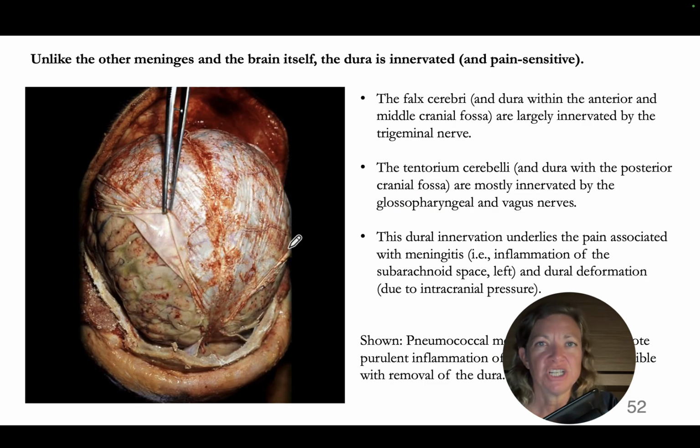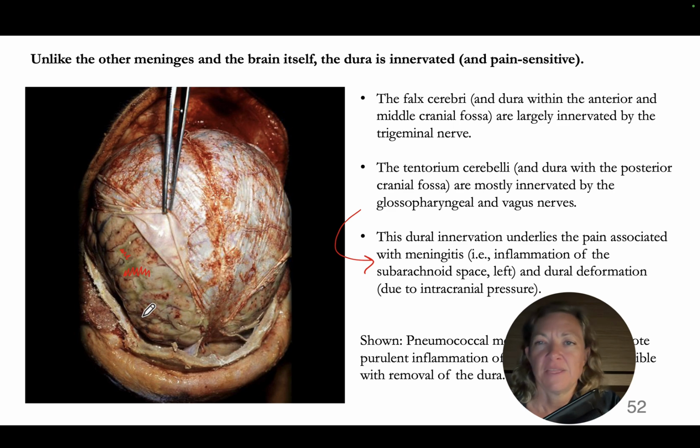Now, unlike the other meninges and the brain itself, the dura is innervated and pain sensitive. And so it's this dural innervation that underlies the pain associated with meningitis, which is inflammation of the subarachnoid space. And that's what you can see in this image. This is an autopsy picture, presumably. The dura has been reflected, and you can see the purulent matter or pus that's associated with inflammation of the meninges that you can see when we remove the dura.